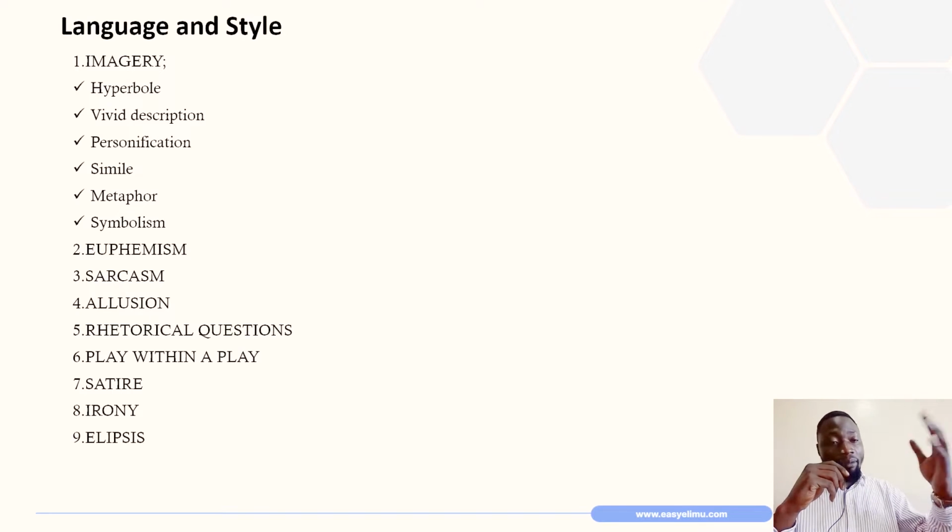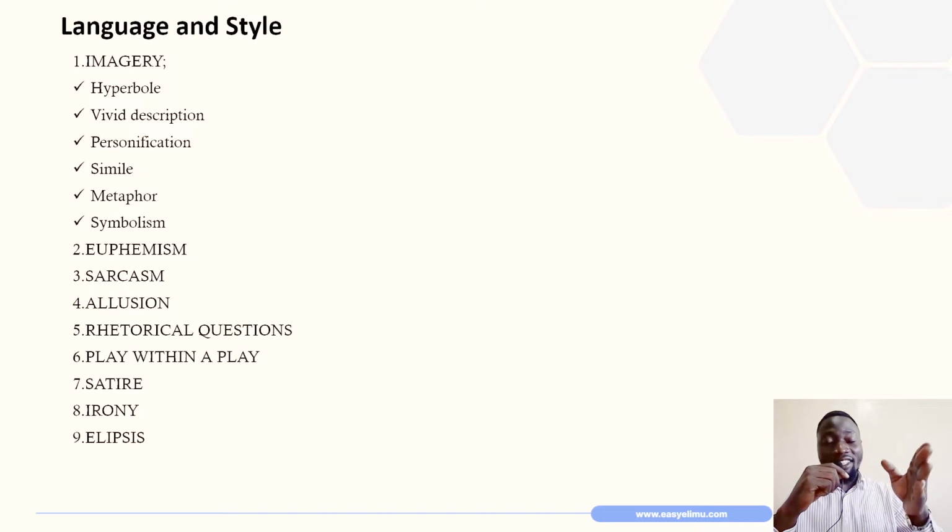So let me just mention them very fast, then we will get time to delve into each, by looking at relevant illustrations and examples that we can use to support each style that we are able to identify. So we have imagery. Under imagery, we are going to look at hyperbole, vivid description, personification, simile, metaphor, and symbolism.